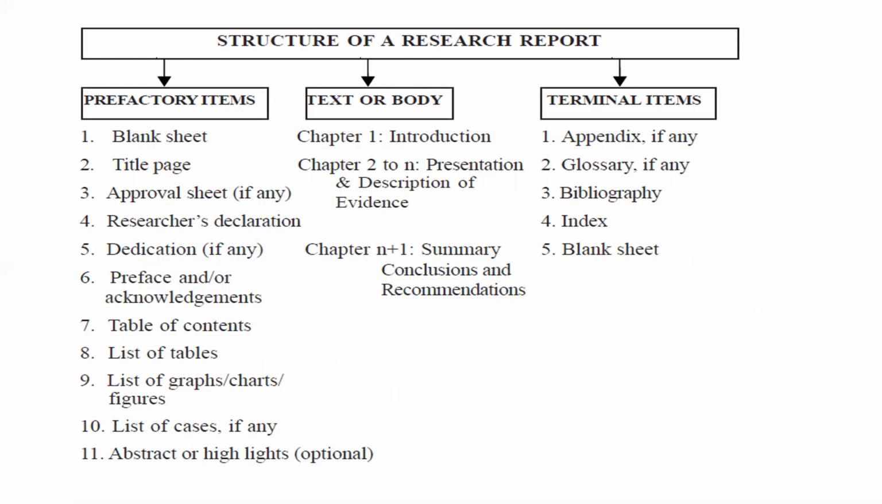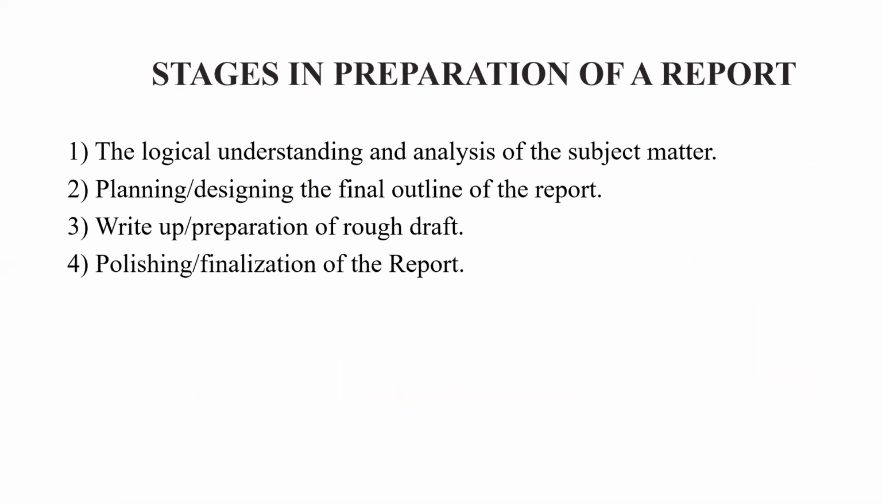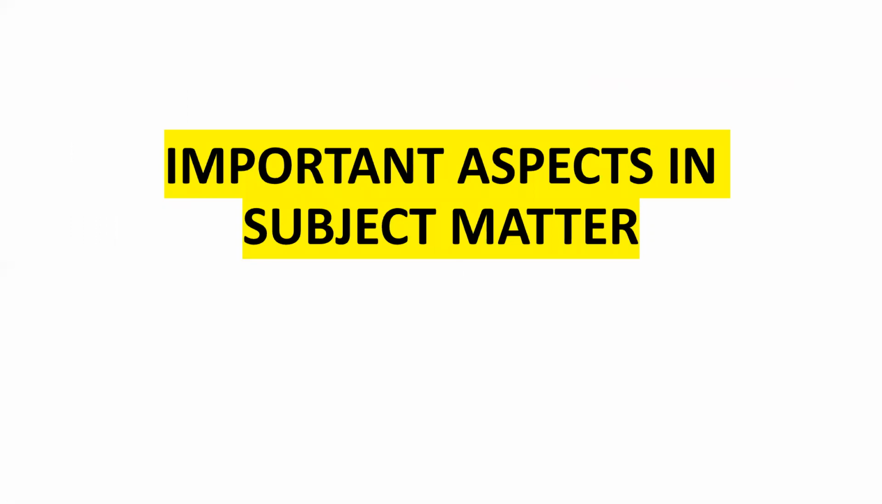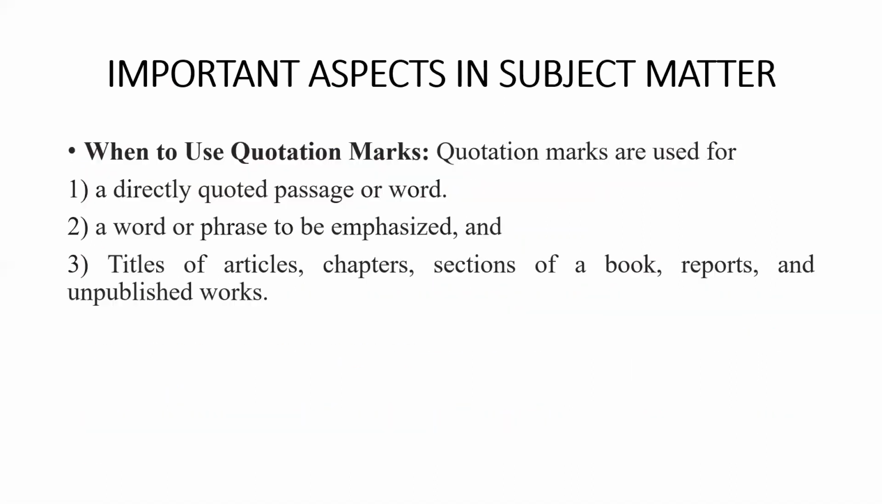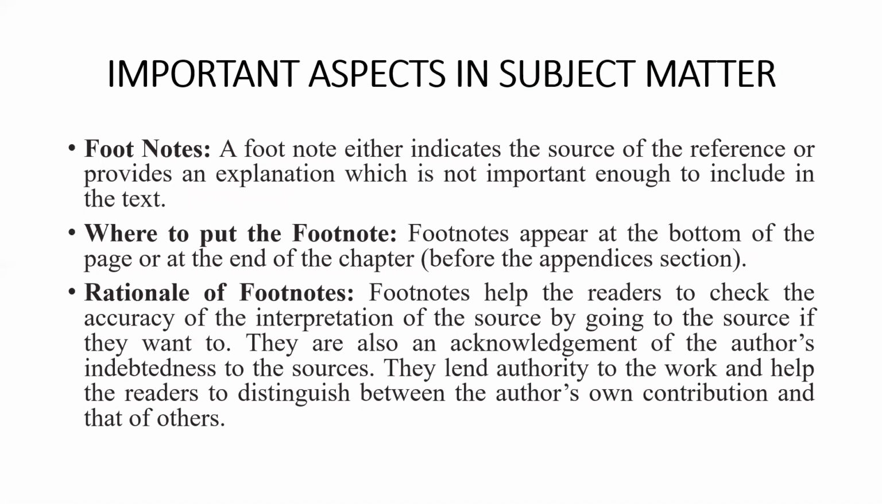Structure of report: in a research report there are important headings, and then stages. The first stage is very important, that is the logical understanding and analysis of the subject matter. When you understand the subject matter, you have to keep these important aspects under consideration. These important aspects which we have discussed are center head, center subhead, then side head, paragraph head, then quotation you use in your report, and then footnotes. So these were some of the items which are there when you write your research report.